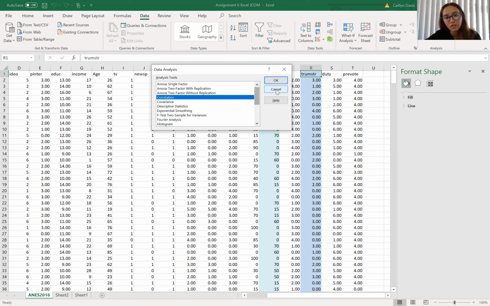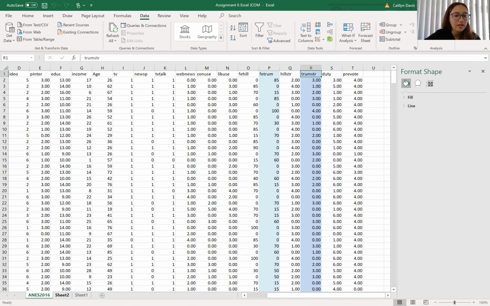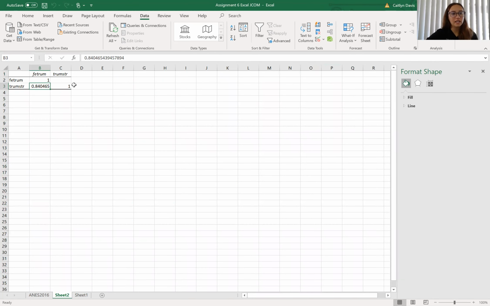So the first part was ultimately we did correlation, so we went to our data analysis, and then we did a correlation test. And that should have popped up on this slide here. So as we can see right here is our correlation, which is 0.84.